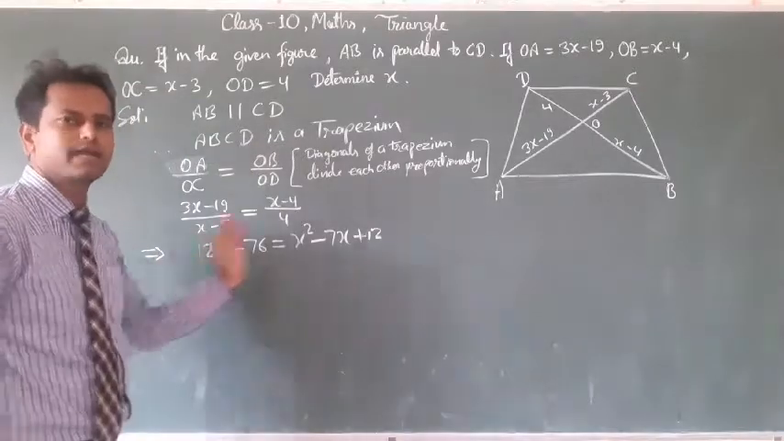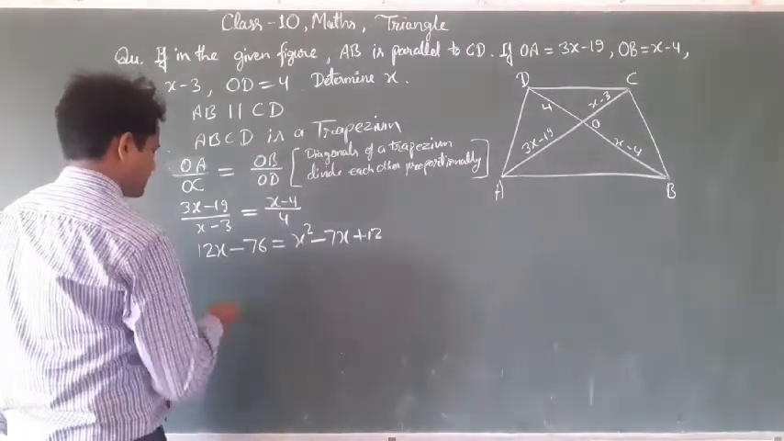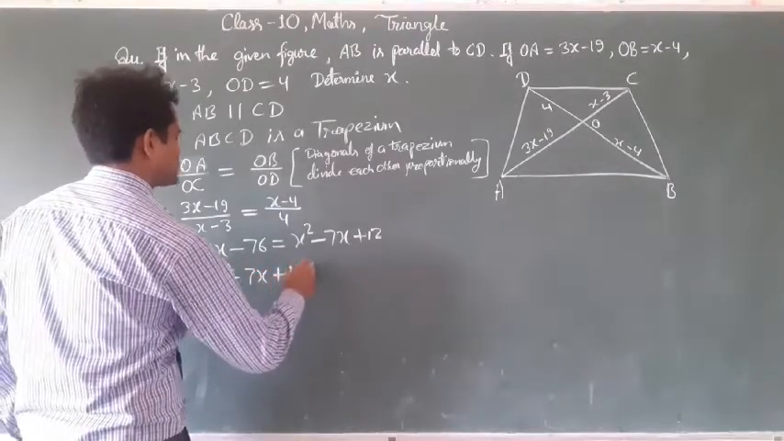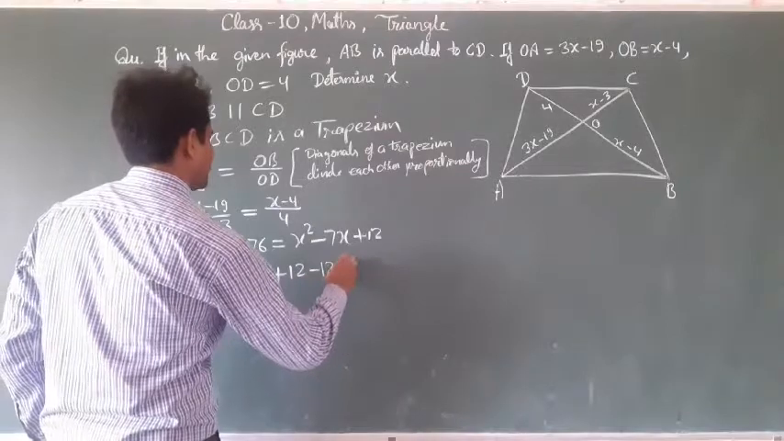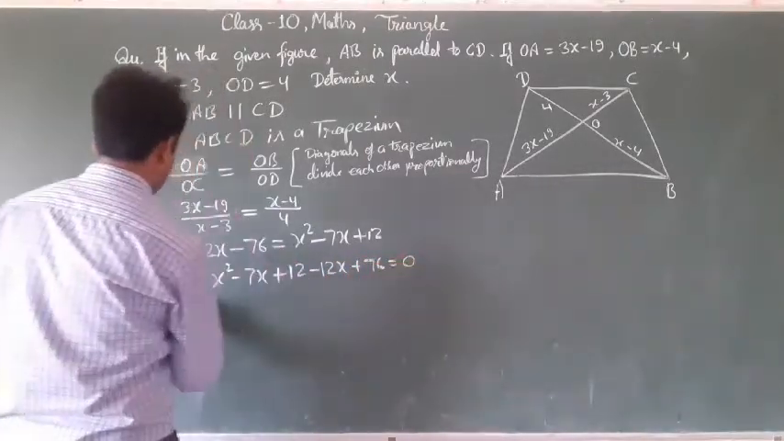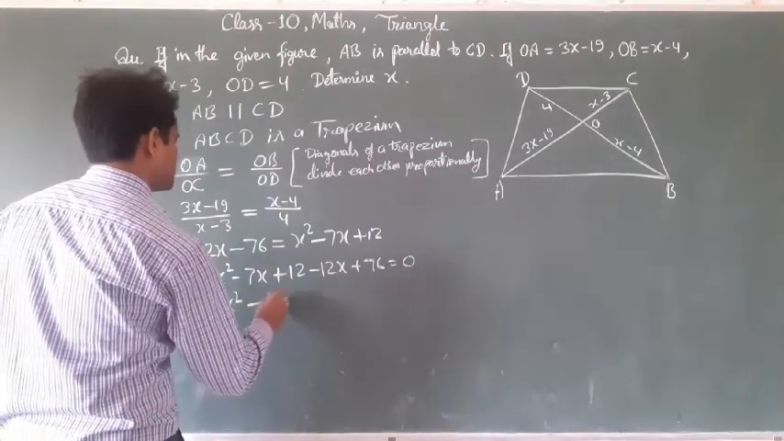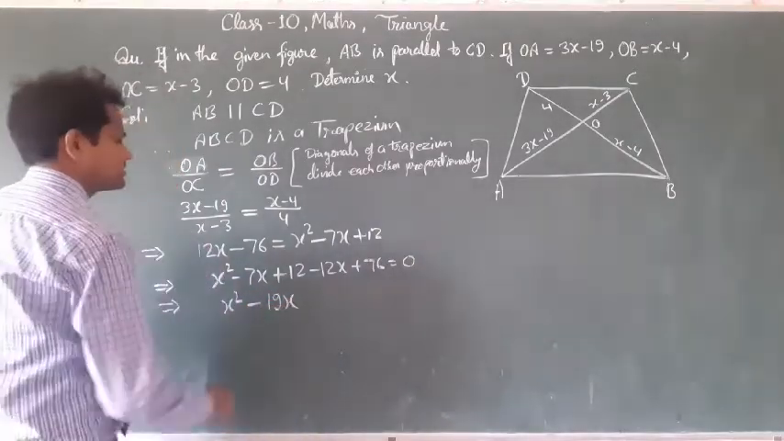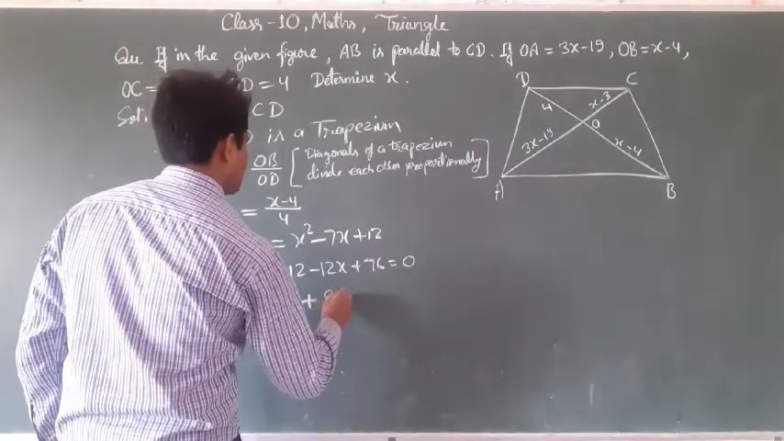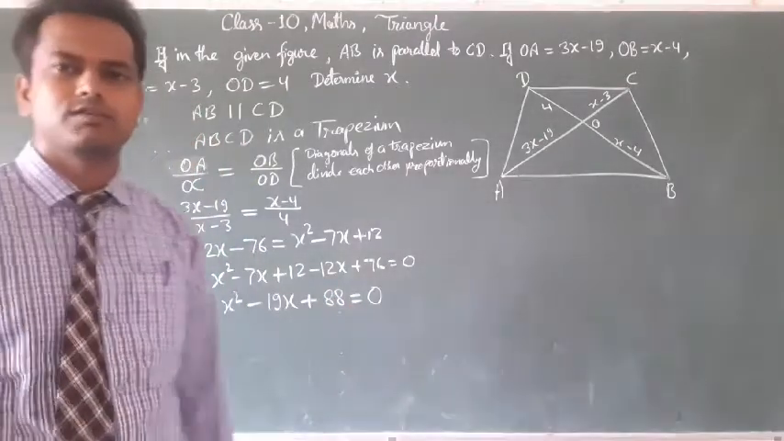Transpose this term to the right side, then we get x square minus 7x plus 12 minus 12x plus 76 is equal to 0. Now x square minus 19x plus 88. This is a quadratic equation.